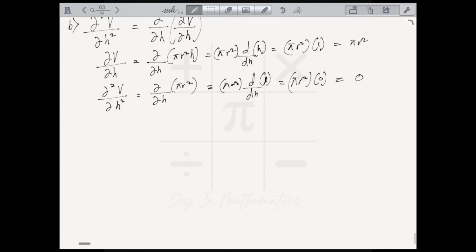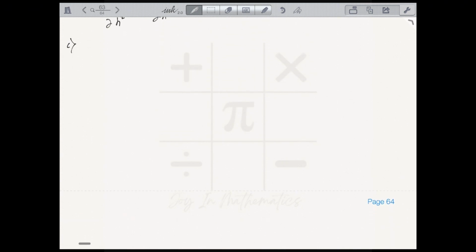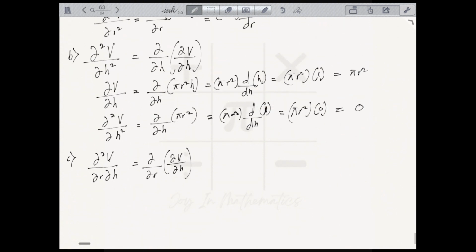The third one says d square v dr dh. The square v dr dh is differentiating partially with respect to r of dv dh. Let us make our substitutions. Our dv dh is pi r squared. That's d dr of pi r squared. In this case, pi is a constant, and that will be pi multiplied by differentiation of r squared with respect to r, and this will give us pi multiplied by 2r, and we'll have 2 pi r.